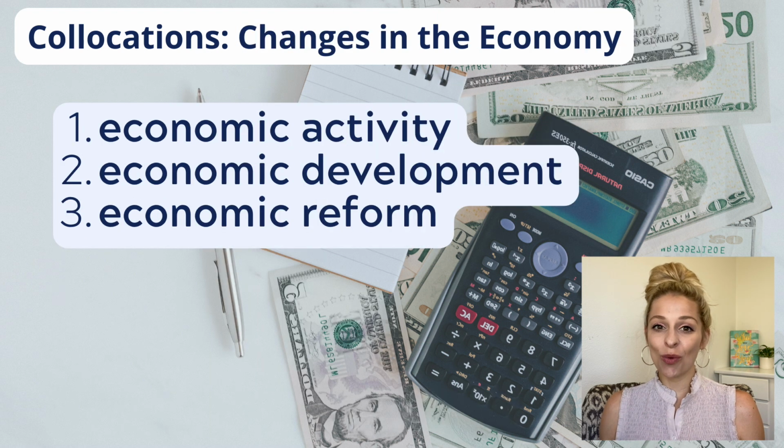And moving on to our last category, we have collocations about changes in the economy. For example, number 1, we have economic activity. This just refers to any movement in the economy. And number 2, economic development. This is just how an economy is developing. And number 3 is economic reform. We usually hear this collocation when we're talking about the government and how they plan to make laws or changes in policy to improve the economy.